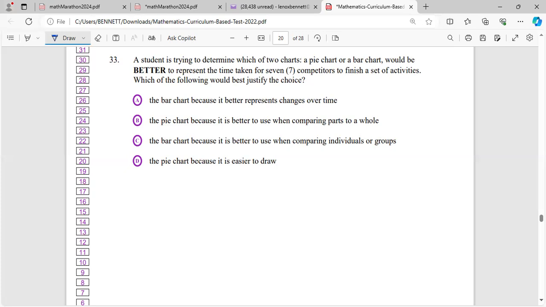Which would you say, guys? I would say C. I'm definitely gonna say C. I agree, sir, because it says 7 competitors, which means 7. So each one of them will get a separate bar. So each person will get a separate bar. So yes, I agree with C, definitely.